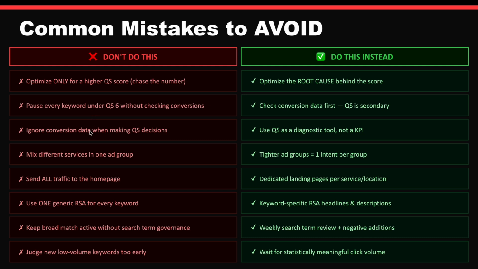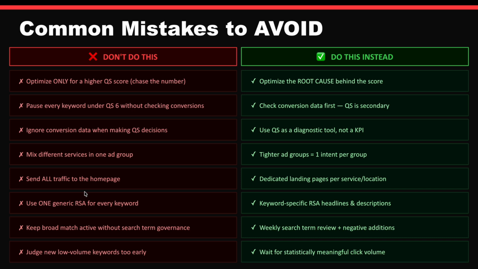Mistake number 3 is ignoring conversion data. Quality score is a support goal. Conversions are the real goal. So always look at the conversions first. Mistake number 4 is mixing different services in one ad group. House cleaning and office cleaning should be in separate ad groups. So one intent for one ad group. Mistake number 5, sending everyone to the home page. Every keyword should land on a page that directly matches the keyword. So dedicated pages, not a generic home page.